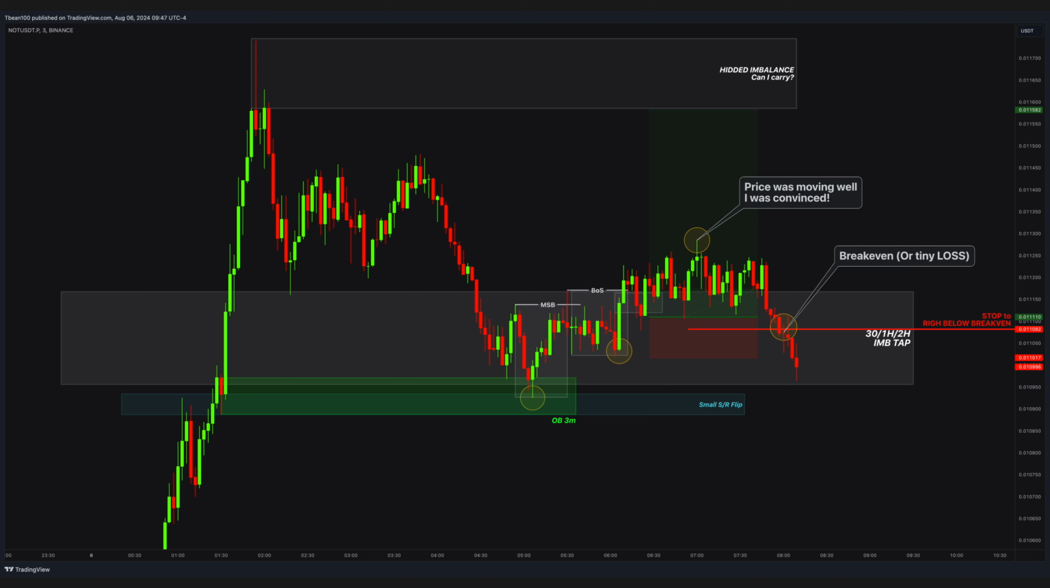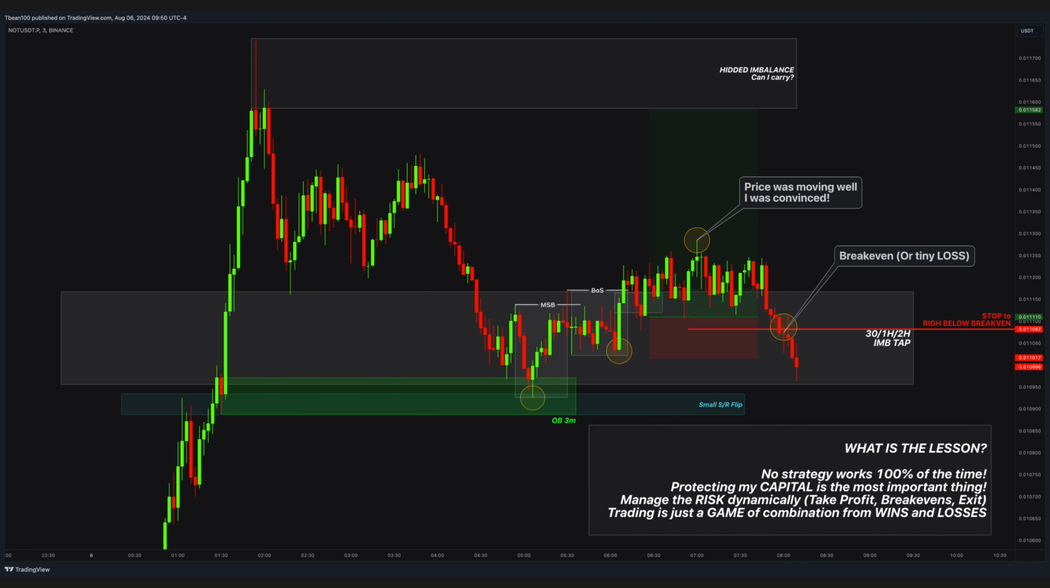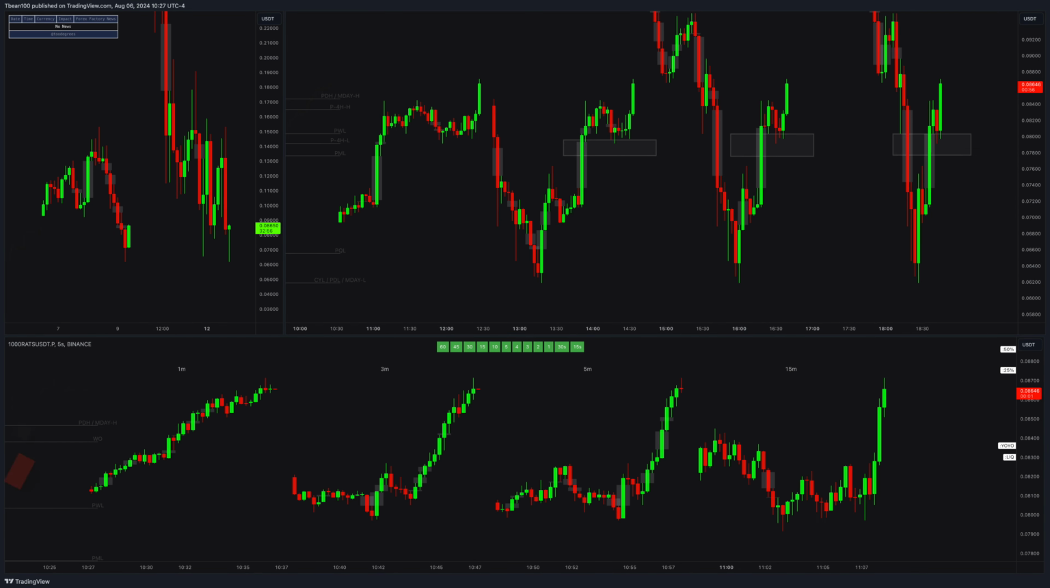So what is the lesson here? 1. No strategy works 100% and no trader keeps winning every single day. 2. Protecting my capital is my number one priority in trading, because without money, how can I trade? 3. Keep managing your risk dynamically. Take profits, do break-evens, do not watch your trades like a Netflix show. Never forget these lessons. However, let's come to the main lesson.